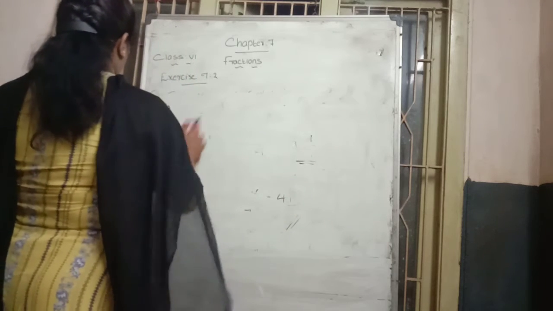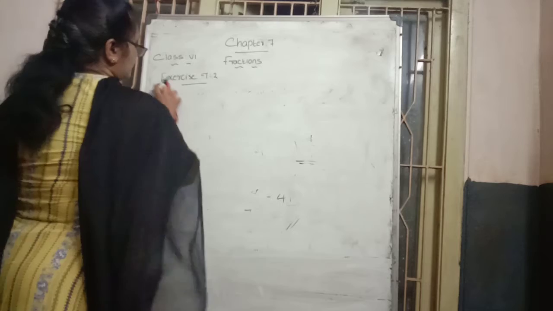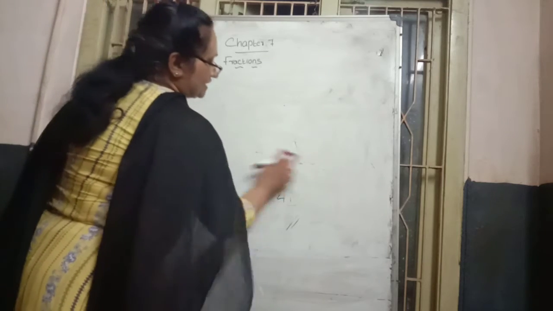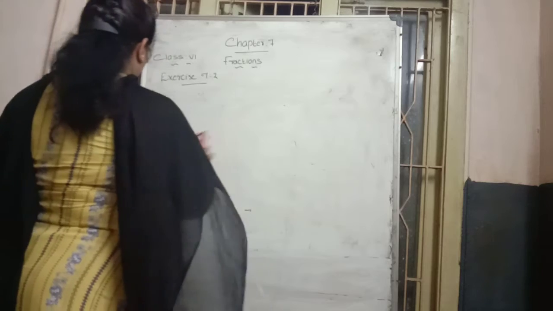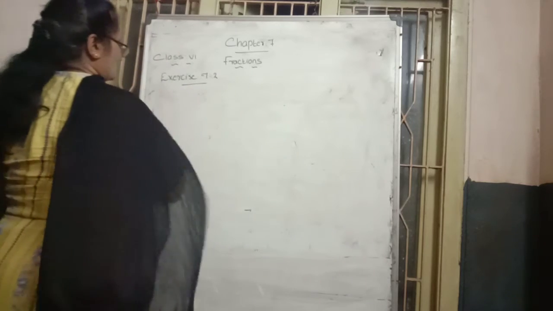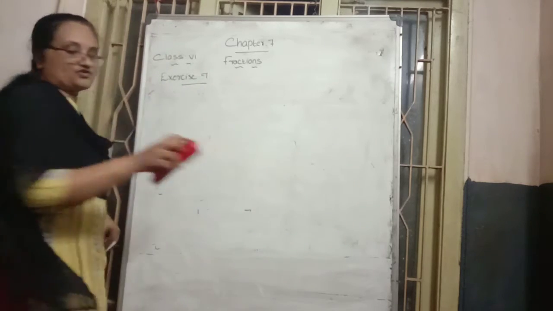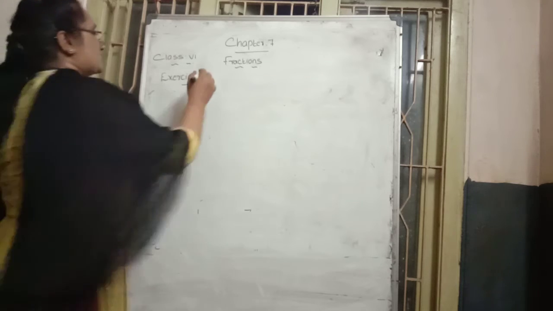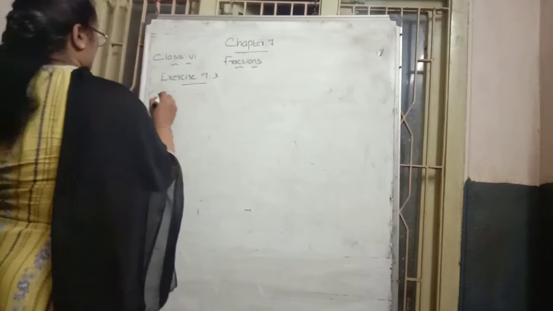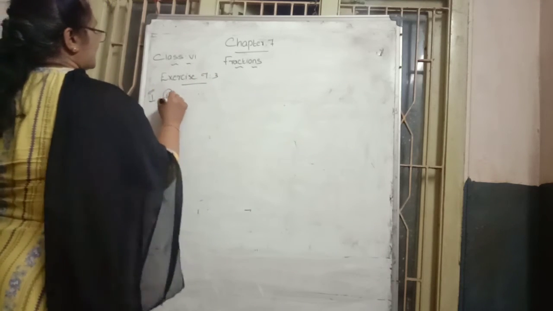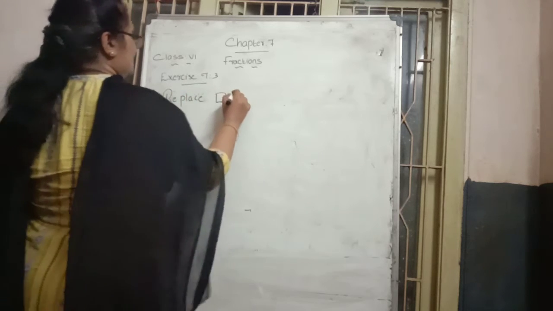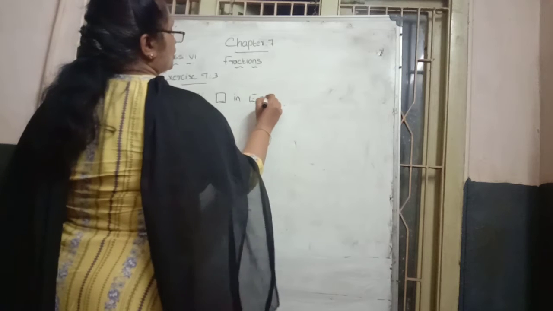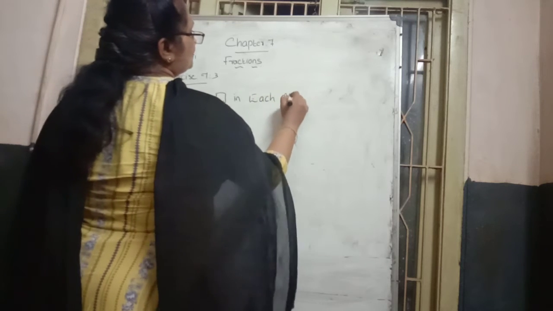One more question. They tell about a blank place, the equivalent fraction. Find the equivalent fraction. How to find the equivalent fraction? How to replace? First Roman: replace the box in each of the following.